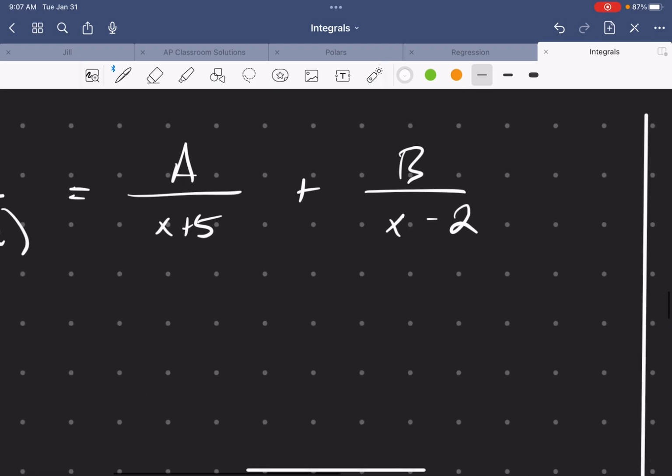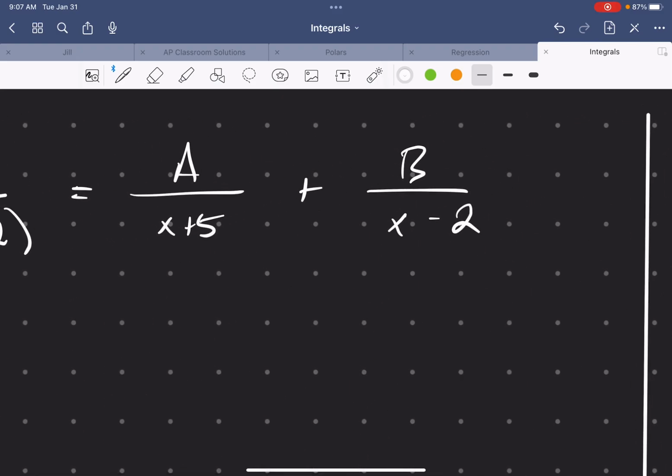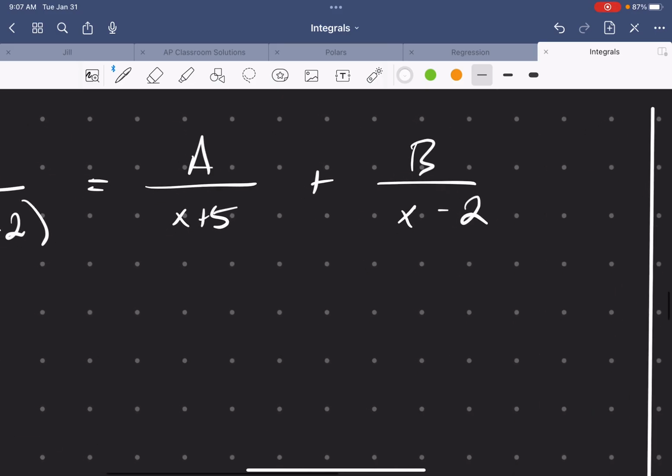Let's work with the right side here. If we wanted to recombine the right side into a single fraction, we would have to find a common denominator, right? So let's cross multiply. I'm going to take the denominator on the right, x - 2, and multiply that on the top and bottom. And then the denominator on the left, the x + 5, I'll multiply on the top and the bottom for the right fraction.